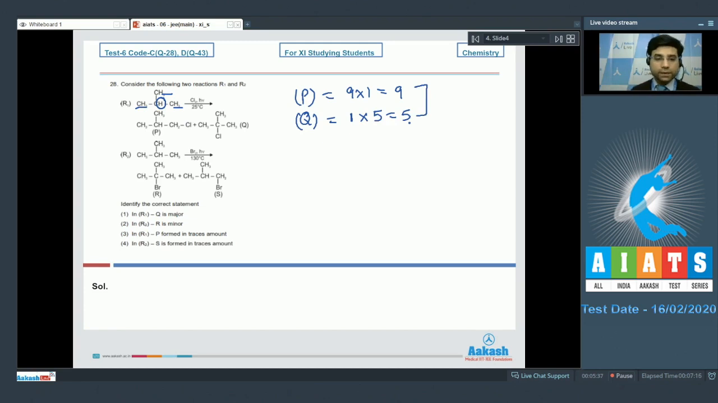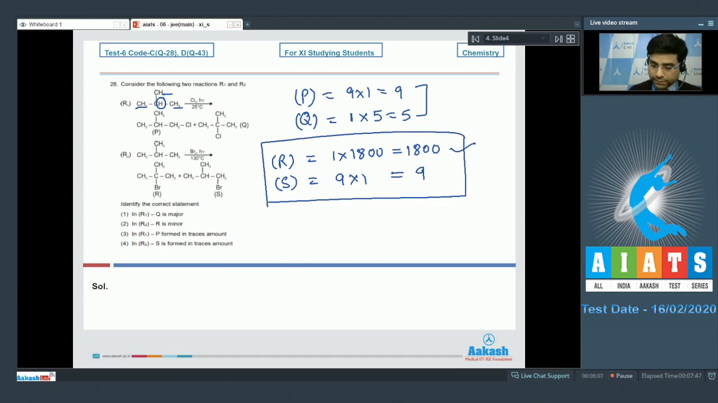If I talk about the next case, here we can see we have bromine. In bromine, the selectivity factor for the tertiary hydrogen is 1800 and for primary hydrogen it is 1. So the chances of formation of R will be equal to 1 into 1800, that is 1800, and S will be equal to 9 into 1, that is 9. So we can see in reaction R2, R is the major product, and in reaction R1, P is the major product. We can also see the amount of S formed will be in traces, which is mentioned in option 4, that in R2, S is formed in trace amounts. Hence, the correct answer for this question will be option 4.